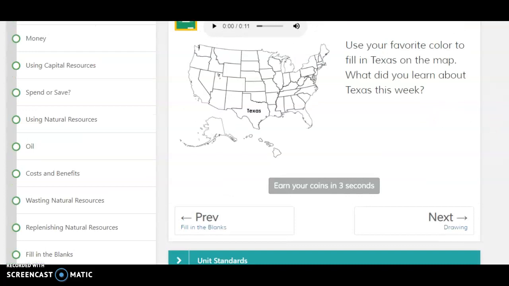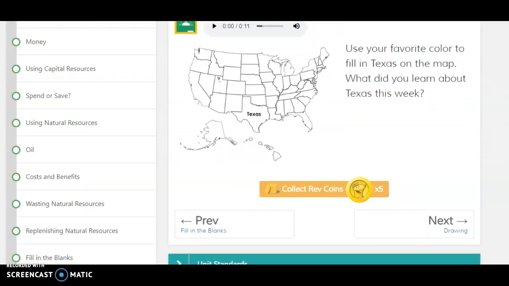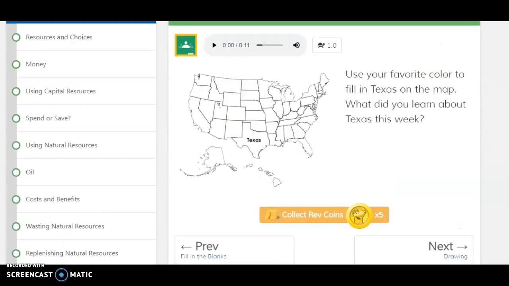And then last, there is a map that says, what is your favorite color? And you're going to use your favorite color to fill in Texas on the map. What did we learn about Texas? They talked about a special resource that we have a lot of in Texas. So you're going to tell us about what you learned and what natural resource that is.